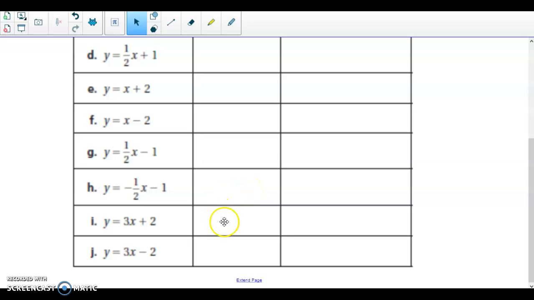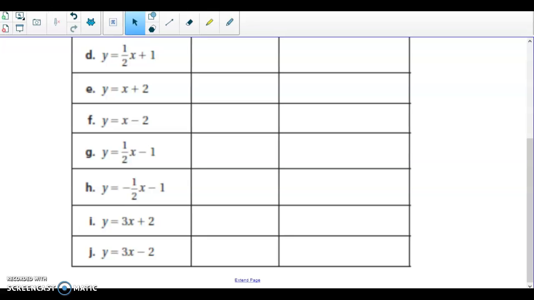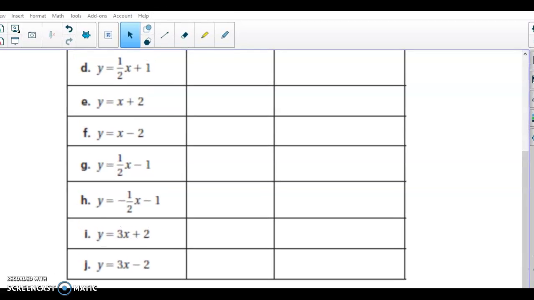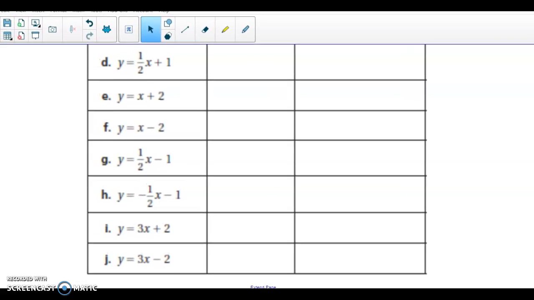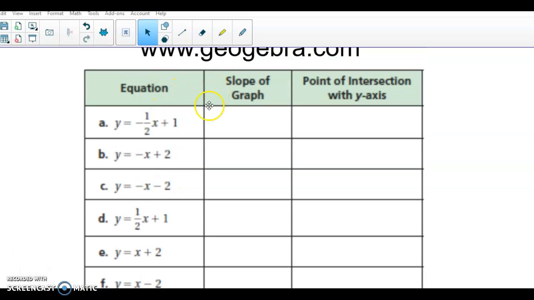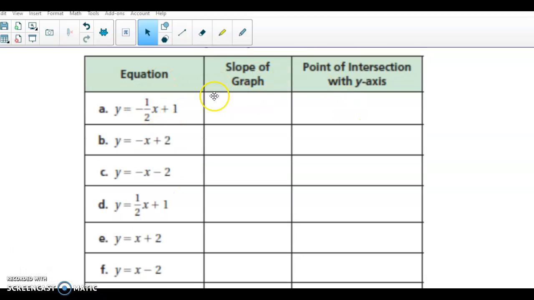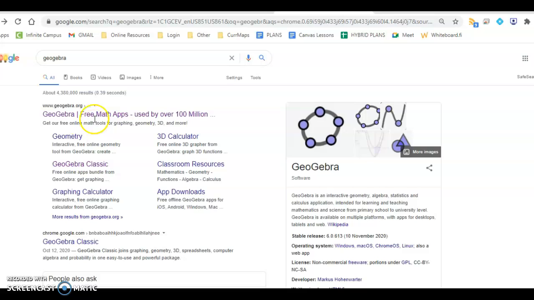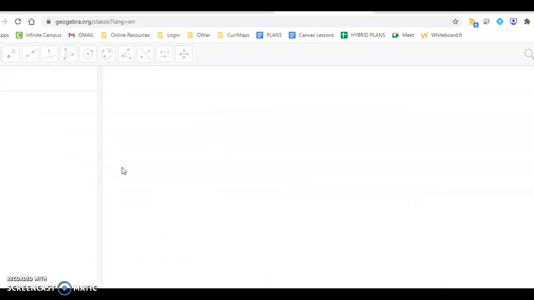Alright, moving on now. What we need to do next is we're going to find the slope and the y-intercept of these lines after we graph them. So go to this website, Google GeoGebra, and then when you get that, click on GeoGebra Classic right here.